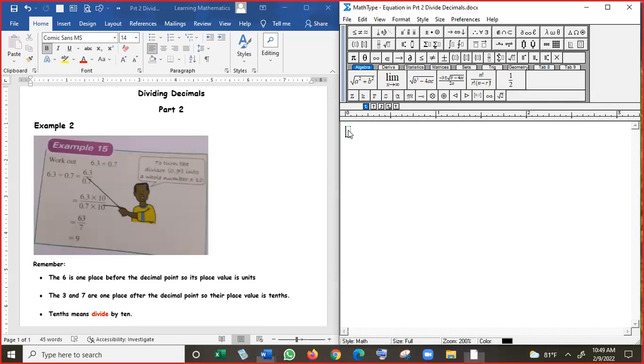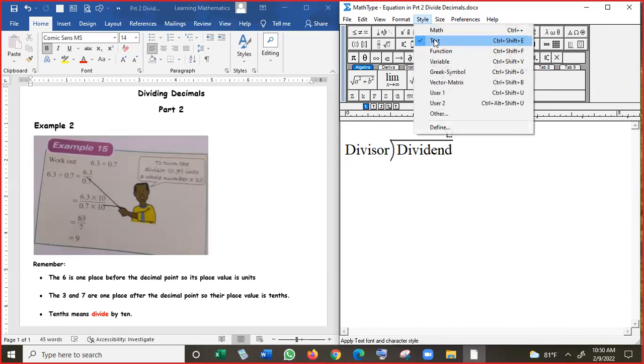So let's do this. Take out your pencil, your paper, your pen. Just to remind you, as you are preparing to write, the divisor comes outside of the division symbol, and the dividend comes inside the division sign, and the quotient is the answer that comes on top.